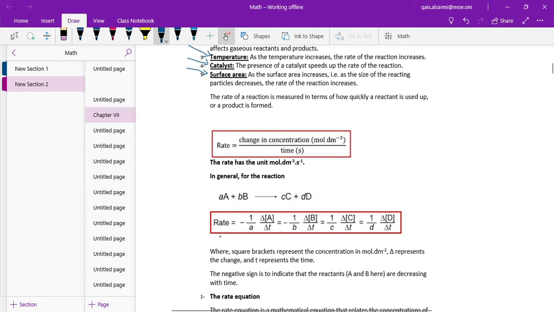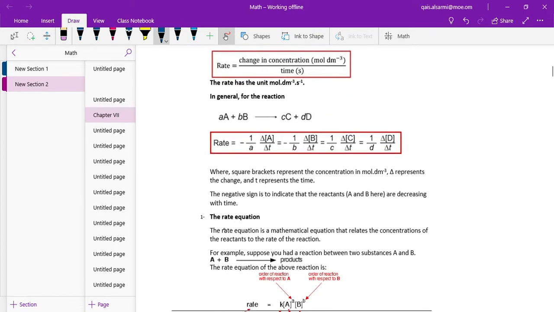And it's impossible to have a negative value for the rate, because rate is basically the speed, and speed can never have a negative value. The lowest possible value for the rate is 0. Once you know the rate of disappearance or formation of any of the reactants and the products respectively, you can find out the rate of the reaction just by dividing by the coefficient itself. We will see examples later on.